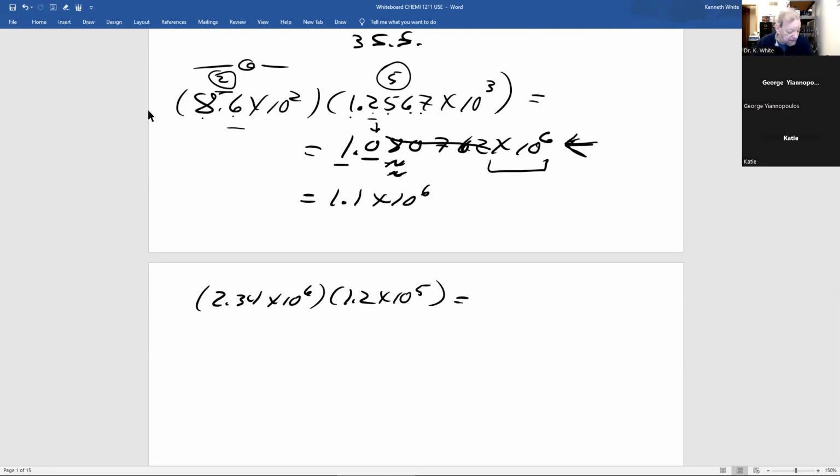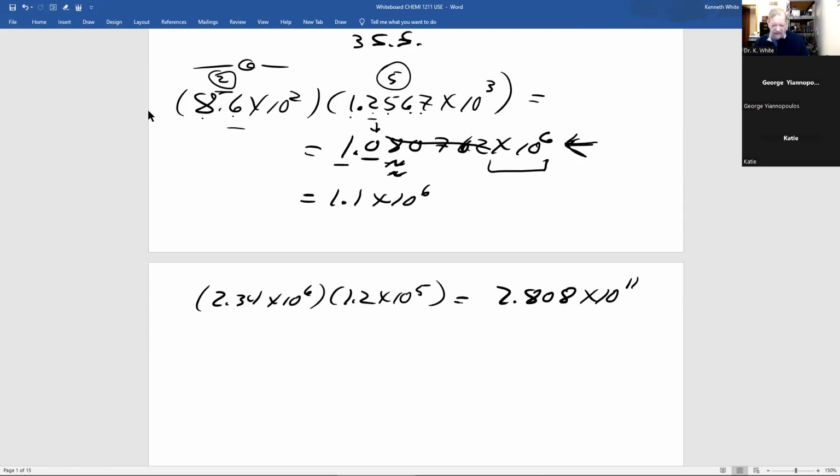Let's assume you had to, in a problem, do the following calculation. It's the same thing for division. I can do a division later, but let's put this into our calculator. 2.34 times 10 to the 6 times 1.2 times 10 to the 5th. And when I hit equal, my calculator gives me this number. Now, that's not the correct number because you have to have the right number of significant figures.